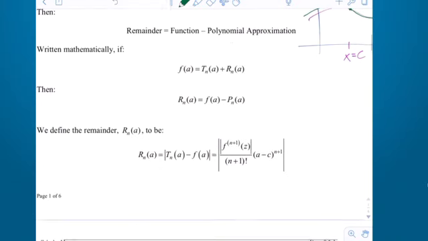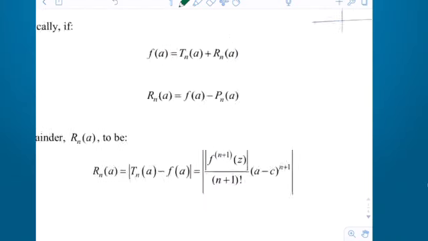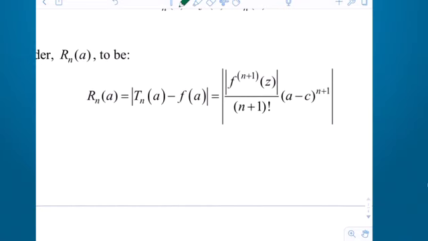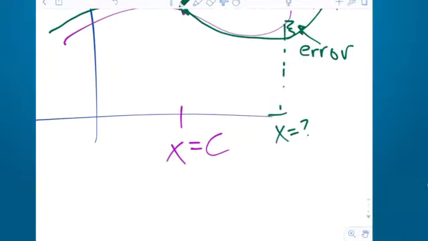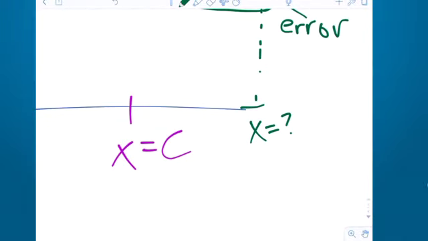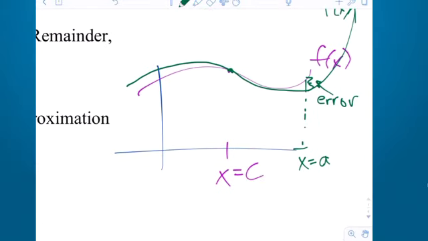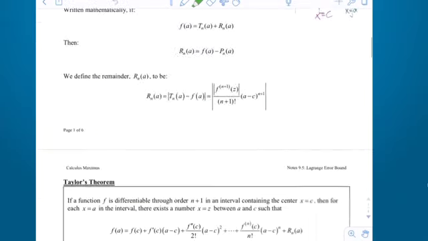So we're going to define the remainder function or the error function, they're used interchangeably, to be the absolute value of T sub n of a. And that is going to be the Taylor polynomial of nth degree evaluated at a. So up here, I could say the center is at c, and let's say we want to evaluate it at a. All right? So I want to know on this interval here, what is the maximum that the error could be. Can't find the actual error, so what is its maximum?